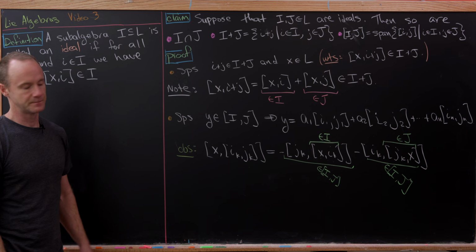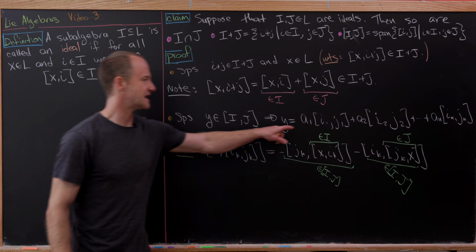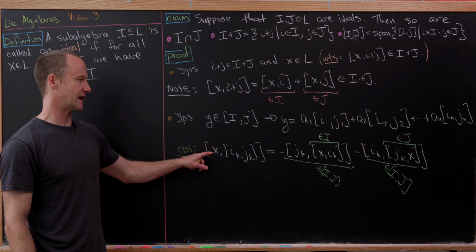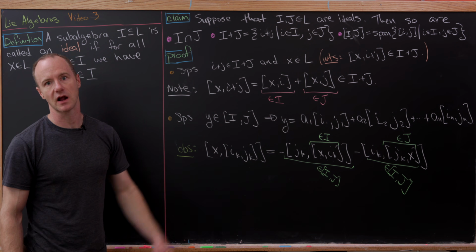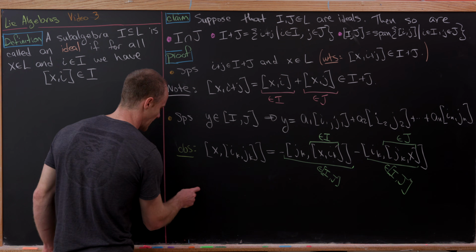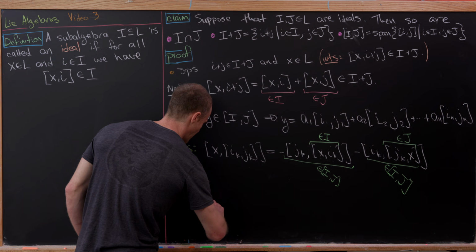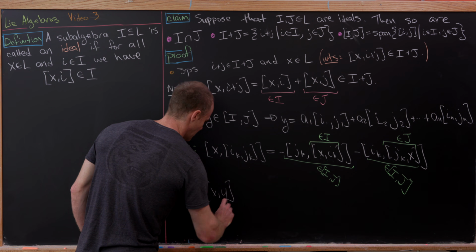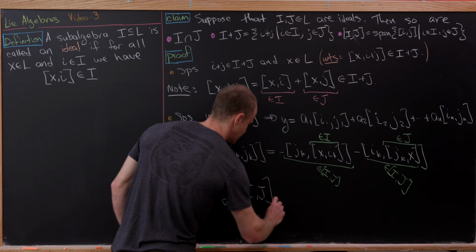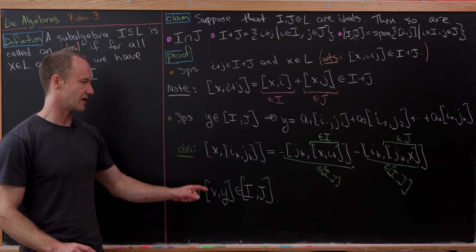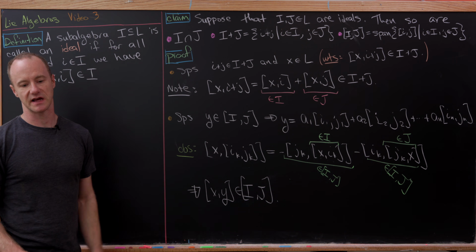Okay, great. But now if each of these individual pieces, when bracketed with x, is inside of bracket ij, then a linear combination of them will be as well. So from there it follows that y is inside of bracket ij, just applying linearity to lots of terms like this.